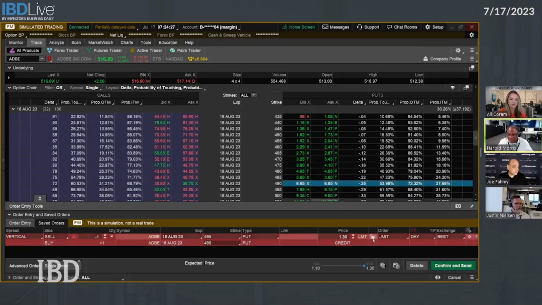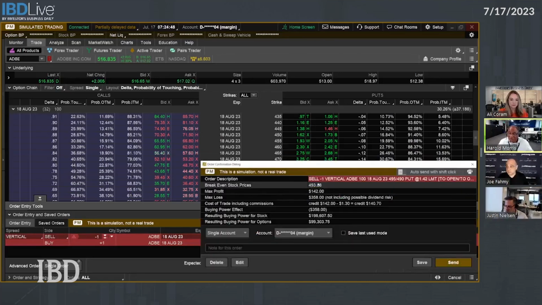Okay, so I've got a credit of a dollar 30. I got filled at 1.42, so I'm going to raise this to match the numbers that I've got on the right side. So 1.42 is where I got filled earlier today. So 42 is my credit, and let's take a look at the numbers.